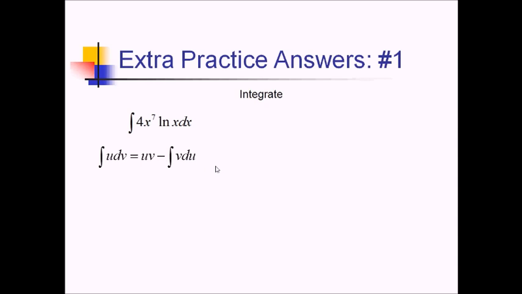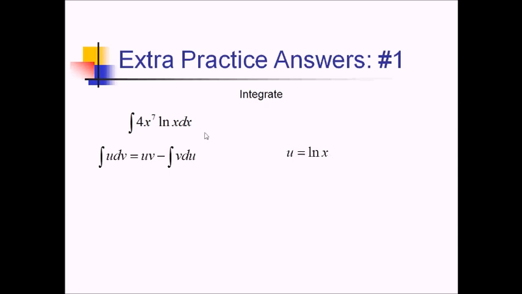For u, I have a choice between algebra and logs. Well, according to my acronym LATE, logs come before algebra when you're picking your u value. So I'm going to pick ln of x as my u value. And in general, I want to pick something for u that I would rather differentiate than integrate. I can take the derivative of ln of x. Taking the integral is kind of a pain, so we're going with u as ln of x.